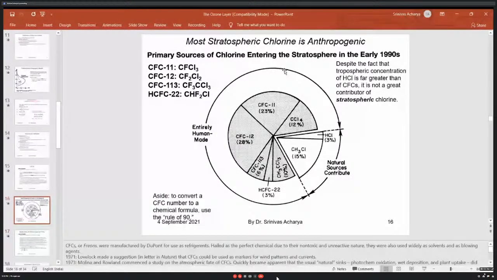Most stratospheric chlorine is anthropogenic. These are the primary sources of chlorine entering the stratosphere in the early 1990s. That is mostly CFC11, CFC12, CFC113, HCFC22. And what is the percentage? This portion is your natural contribution in terms of chloroform.